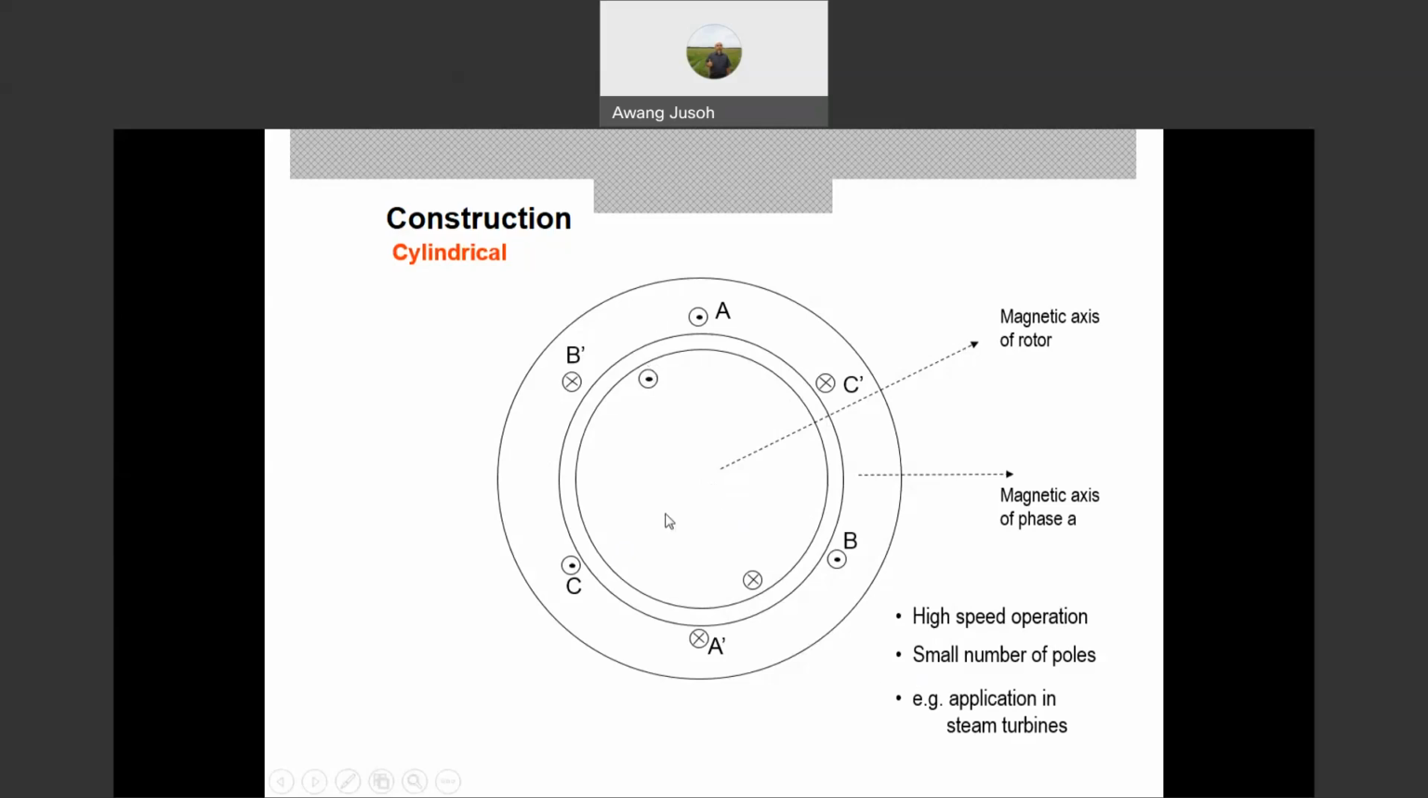Because of the very high speed, the number of poles is small, because we need to generate the same frequency. We must know that the frequency of the rotor must equal the frequency of the stator. Because of high speed, and we know the formula for speed, N equals 120 F divided by P, definitely the number of poles must be smaller in order to create the same frequency at the output of the generator. So high speed means a low number of poles.